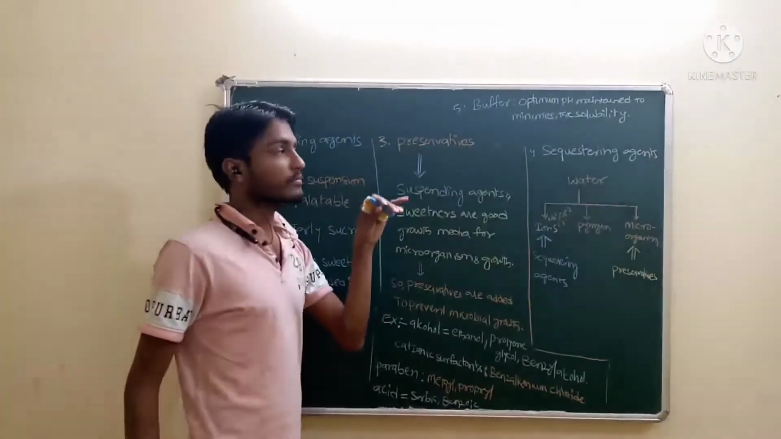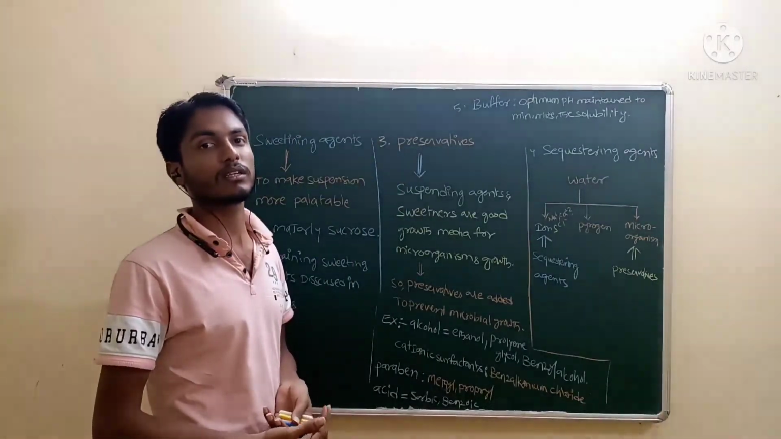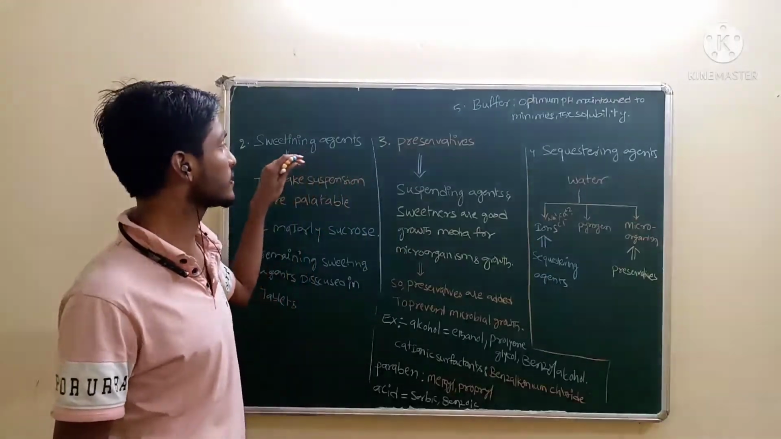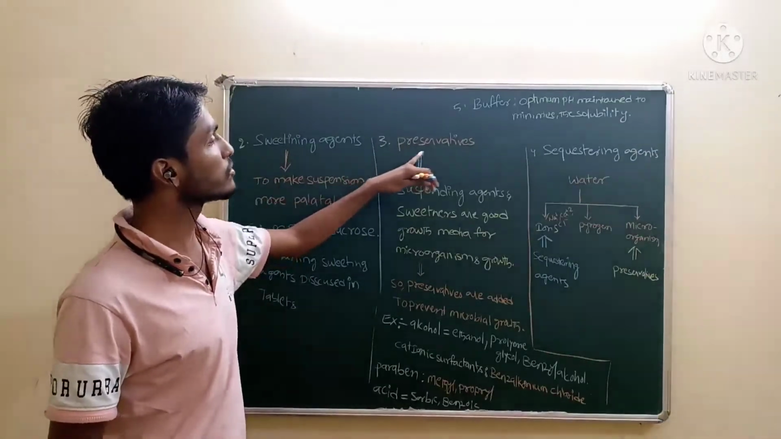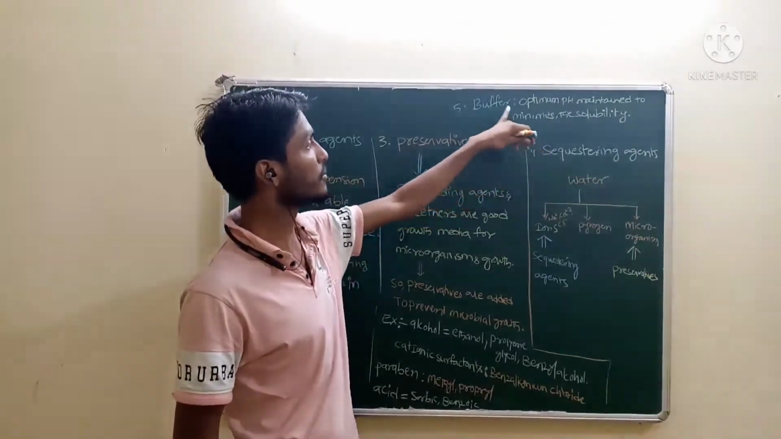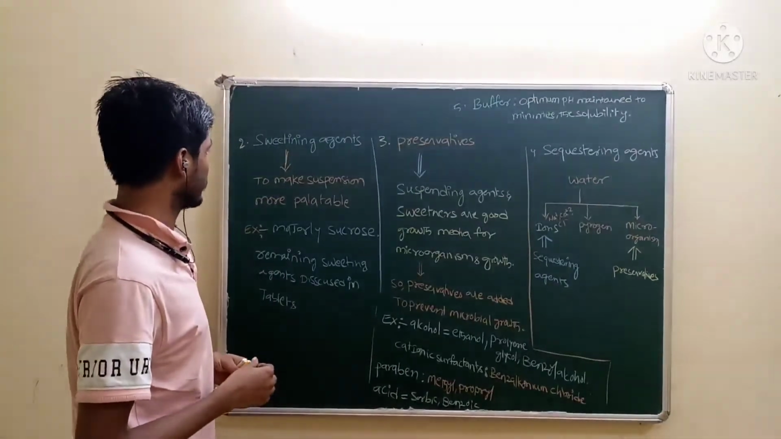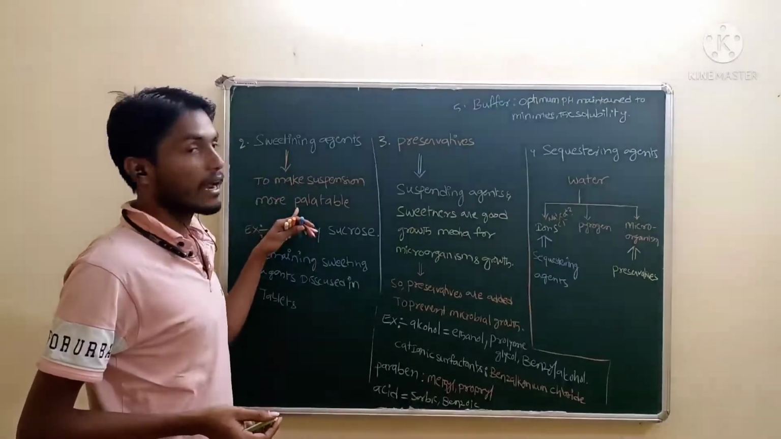So, what are the ingredients or excipients used in suspension apart from flocculating agent? Flocculating agent is completed. Second one is sweetening agents, preservatives, sequestering agents, and buffers. So all of you try to listen. Sweetening agents, we are adding.